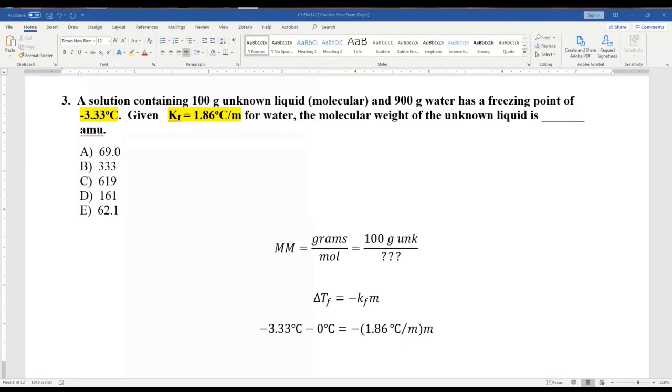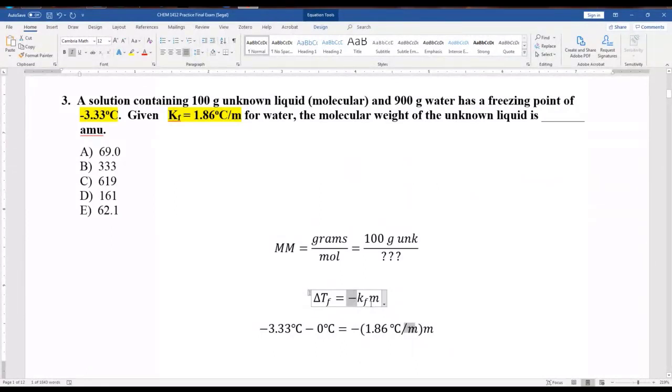So notice that I do actually have to look at what the change in the freezing point is. It's not simply the freezing point, it's the change in the freezing point. And the change in the freezing point is always the solution minus the solvent, or you can think of it as final minus initial. Final is after you add the solute, and initial would be before the solute. The change in the freezing point when you add a solute should always be negative. It's always going to reduce the freezing point. And this is why we have this negative KFM, not positive KFM.